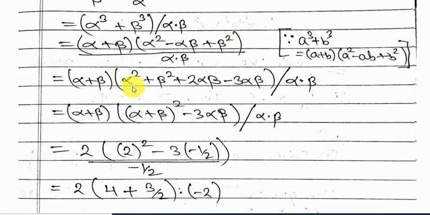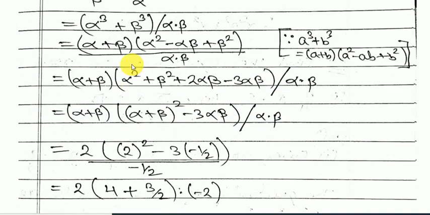So what I will do is try to write this in alpha plus beta whole square form. In order to write alpha plus beta whole square, plus 2 alpha beta is missing. So I'm introducing plus 2 alpha beta, and if I'm introducing, then I have to subtract also. When I'm subtracting, this will become minus 3 alpha beta. In the next step I'll get alpha plus beta in bracket, alpha plus beta whole square minus 3 alpha beta, and the whole divided by alpha beta.